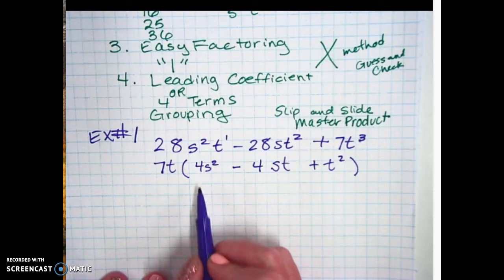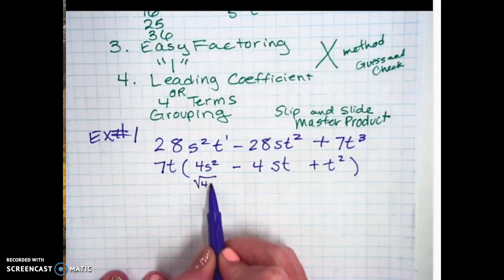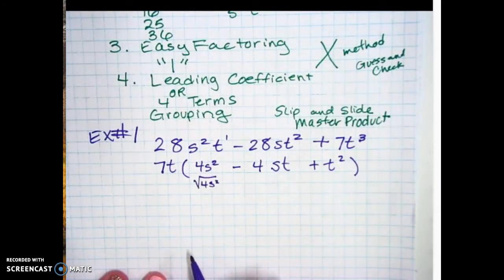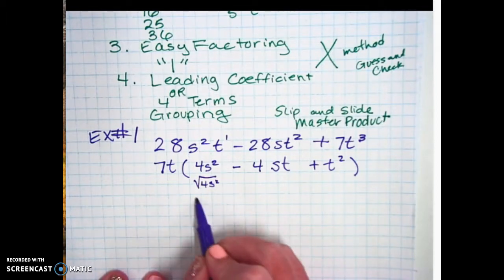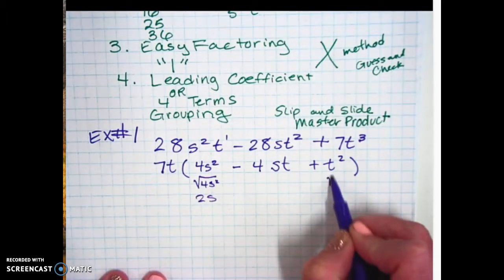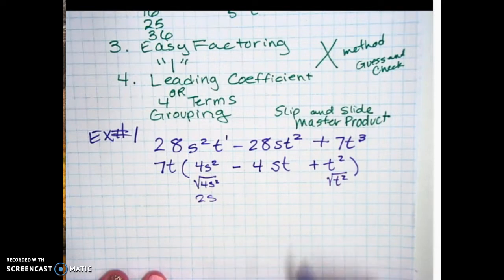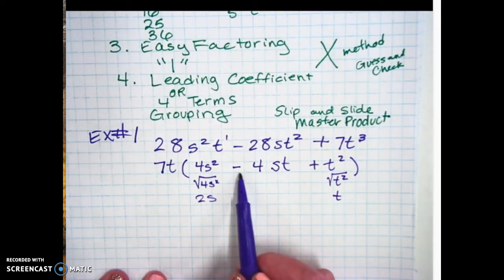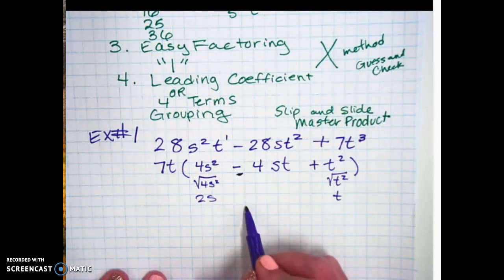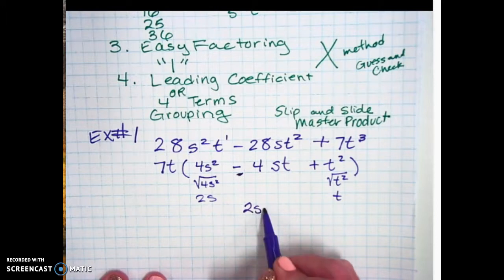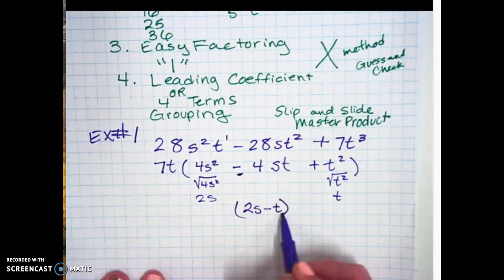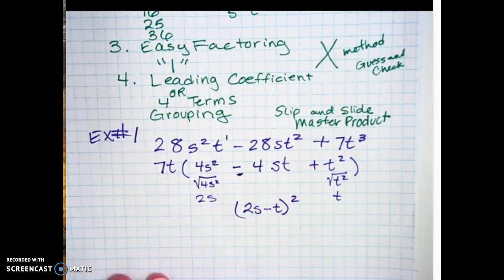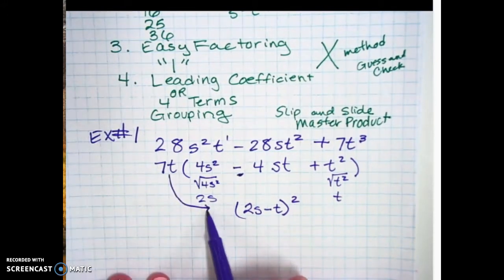Okay. What's the square root of 4s squared? 2s. And what's the square root of t squared? T. Okay. Now, to determine what sign it's going to be, you look at this term right here, right? So this should be 2s minus t squared. And then make sure you bring down that 7t.